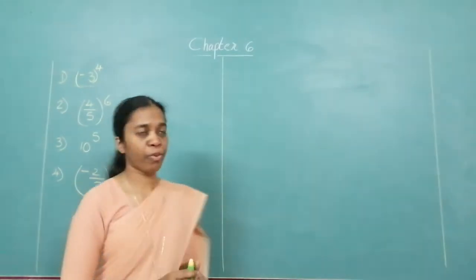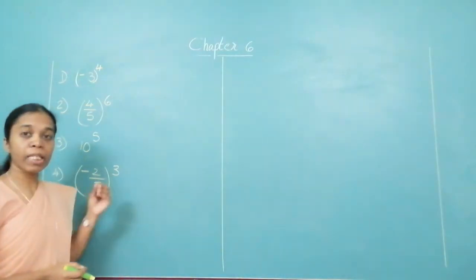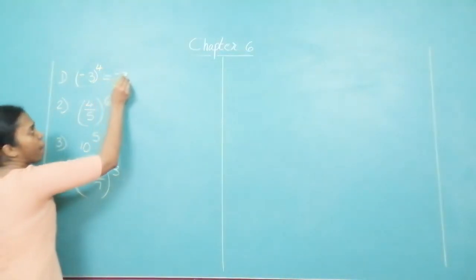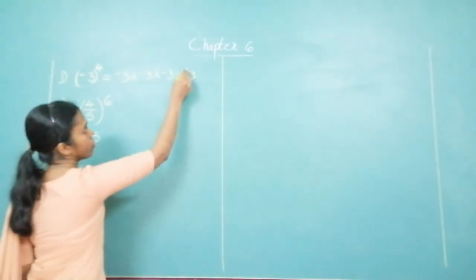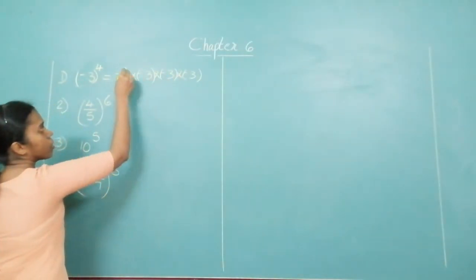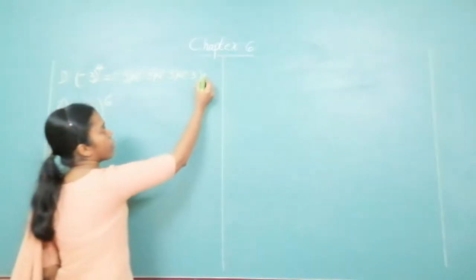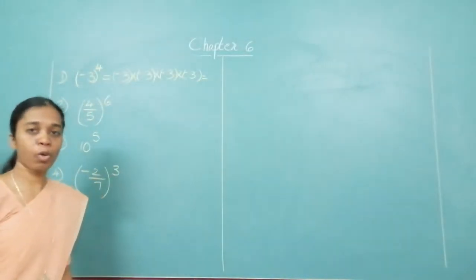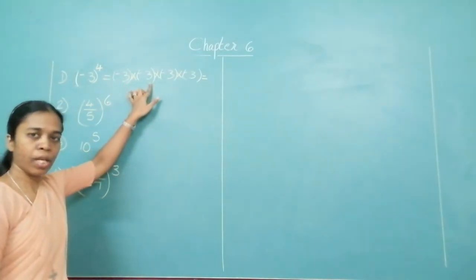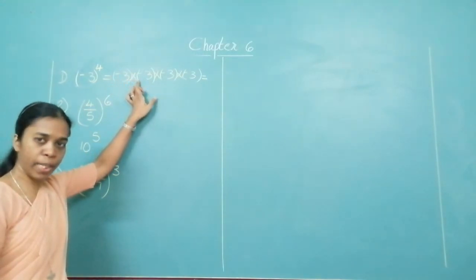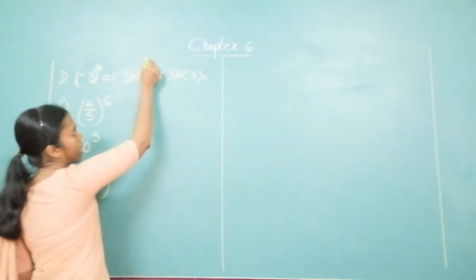Now what is the meaning of it? When I had minus 3 raised to 4, what is the meaning of minus 3 raised to 4? The meaning is minus 3 is multiplied 4 times. Can you tell me what will be the answer of it? You know how to multiply. So you take 2 at a time. Minus 3 into minus 3. Minus into minus becomes plus. 3 3s are 9. So you are getting plus 9.